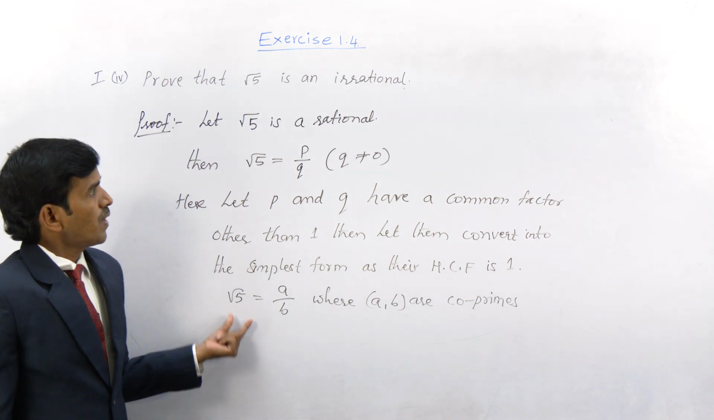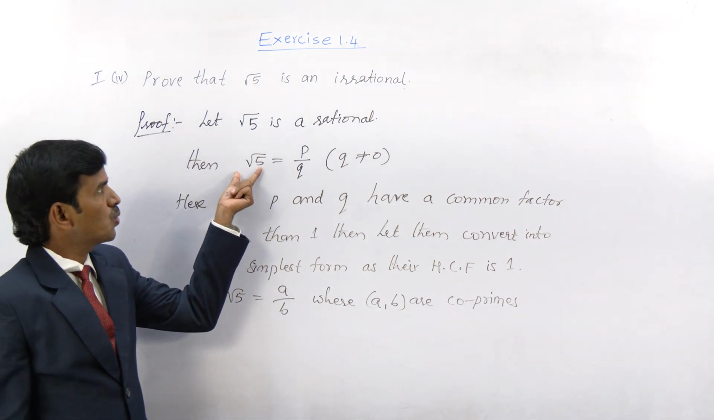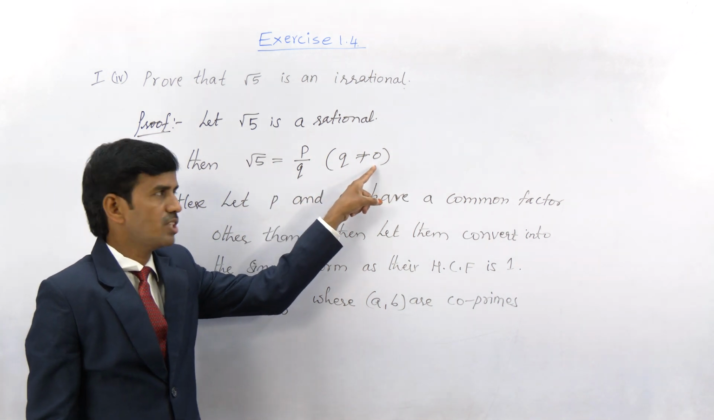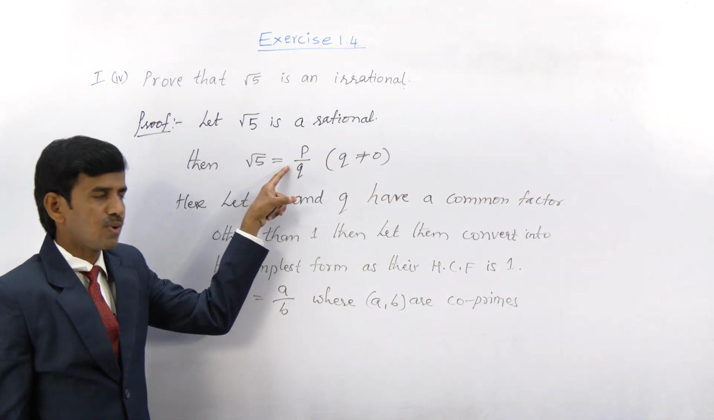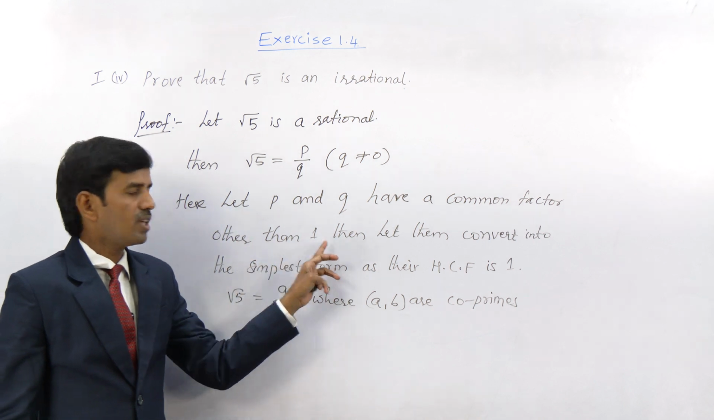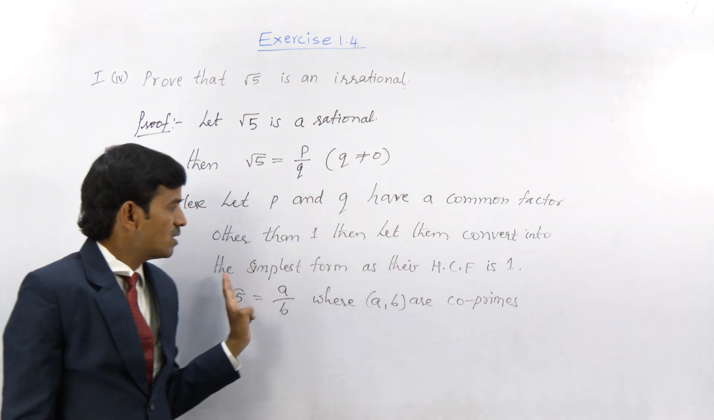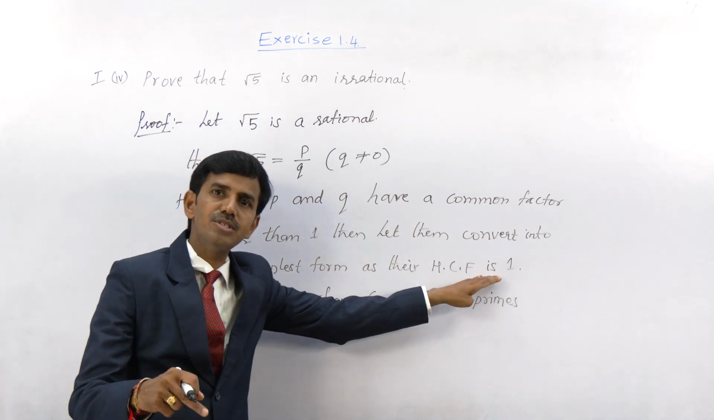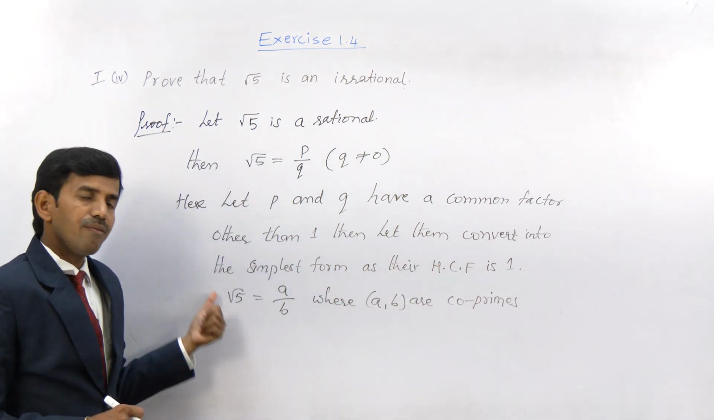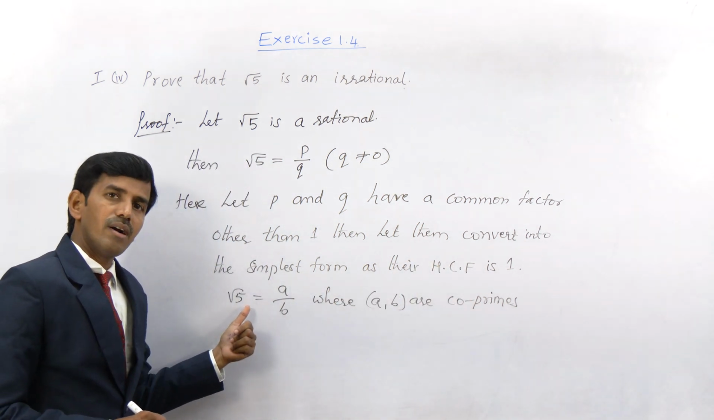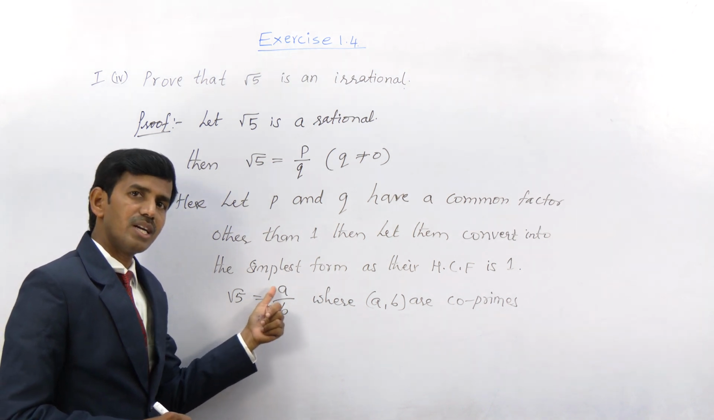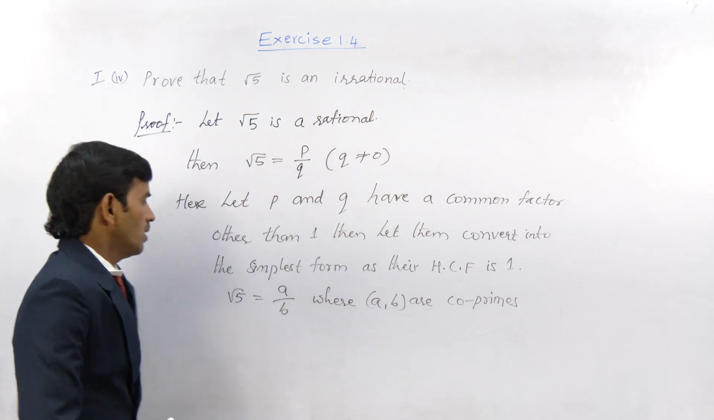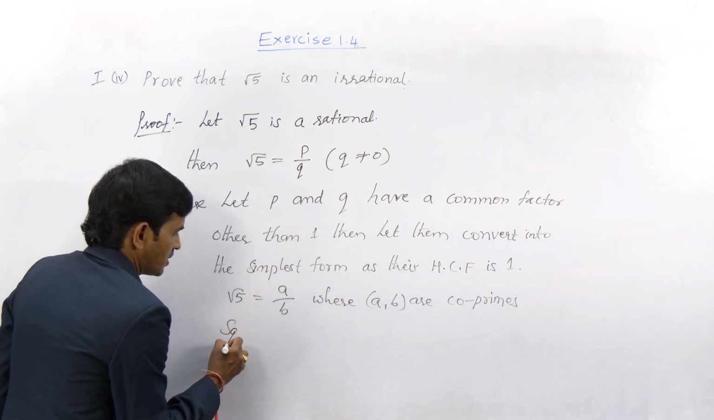So here first we assumed root 5 is a rational, which is in the form of p by q, where q is not equal to 0. As it is not in the simplest form, as they have a common factor other than 1, let us convert it into the simplest form. When you convert into the simplest form, their HCF becomes 1. So now when you convert into the simplest form, the rational is converted into which format? A by b, where a and b are co-primes. Now square on both sides.